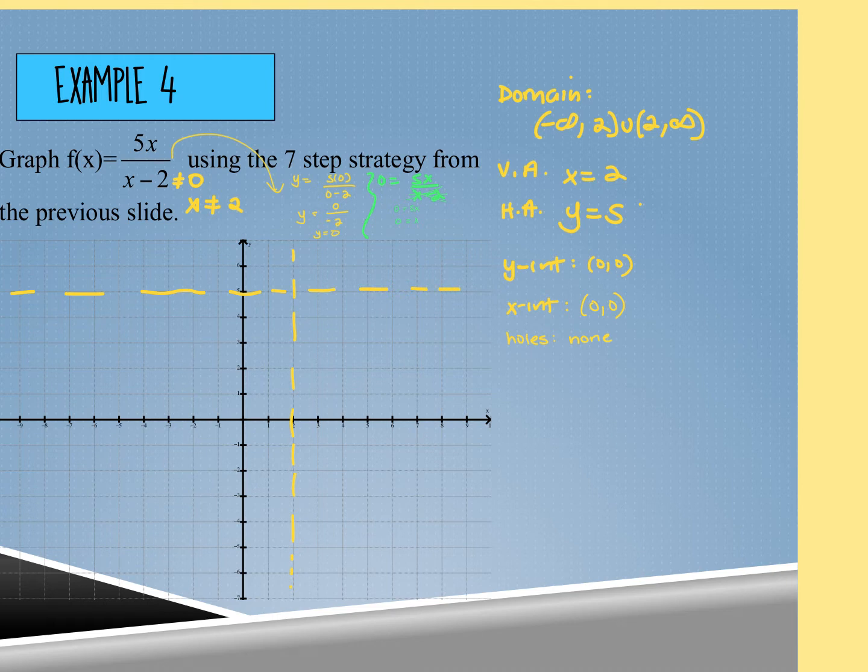If I want to do a quick check for symmetry, there would be none. Okay, if I plug in a negative x, it doesn't go away. It changes the sign on the top and one of the terms on the bottom, but not all of them. So the only other piece of information I have is a plotted point at 0, 0.